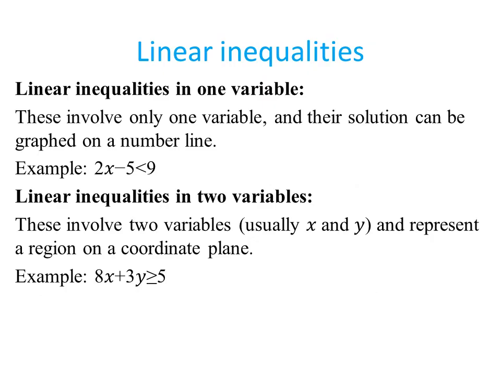Linear inequalities in one variable. These involve only one variable and their solution can be graphed on a number line. Example, 2x minus 5 is less than 9. Then linear inequalities in two variables. These involve two variables, usually x and y, and represent a region on a coordinate plane. Example, 8x plus 3y is greater than or equal to 5.